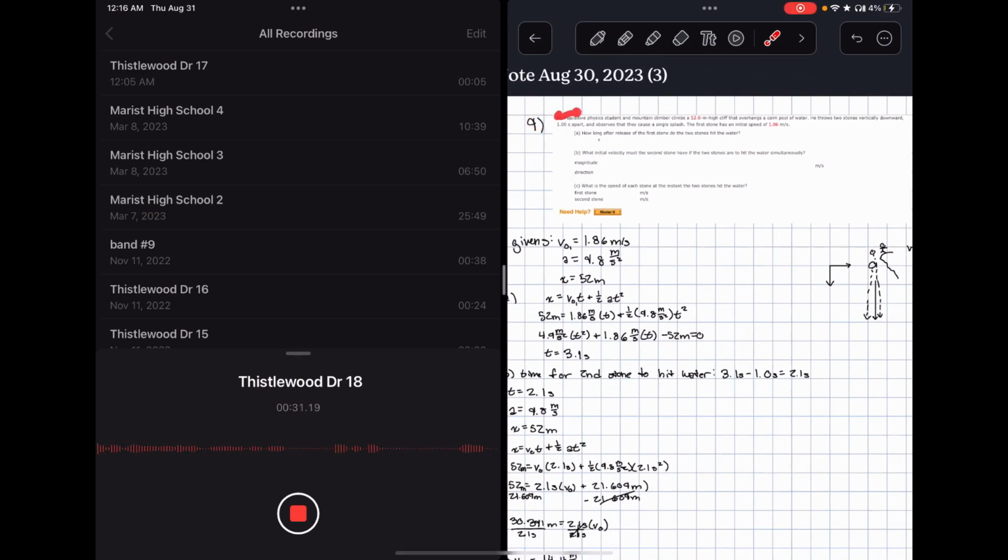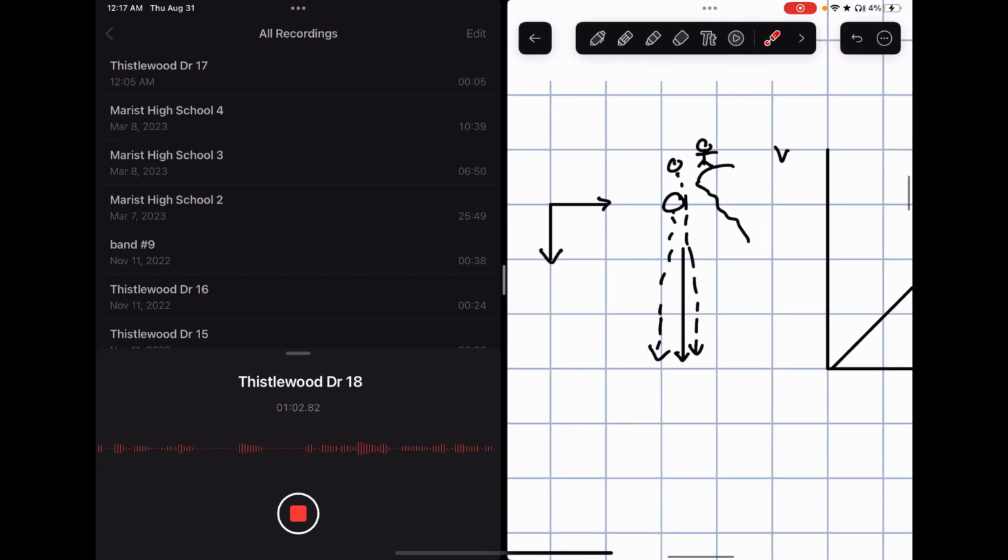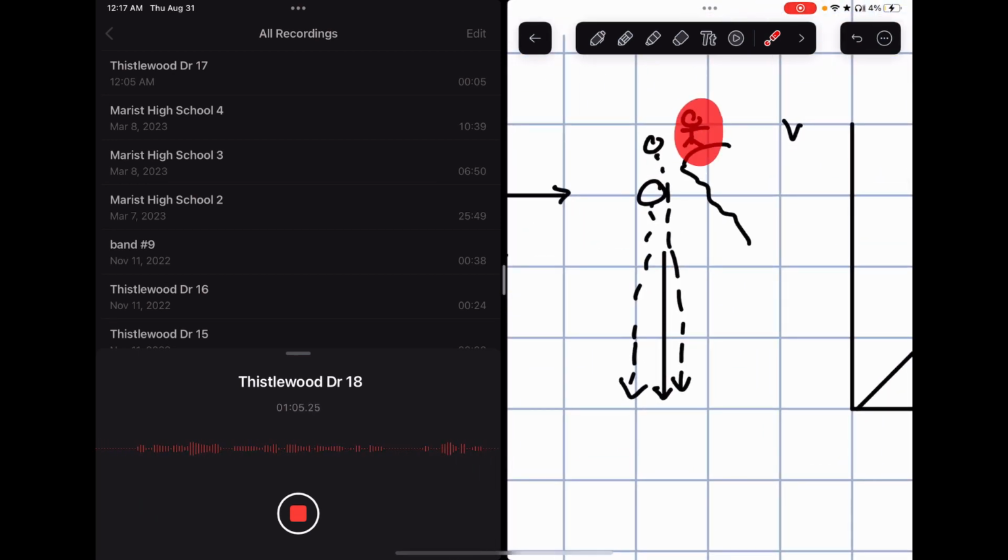for this video, I chose to do Power Number 9, and I wrote a sign here. So it asks, an inquisitive physics student and mountain climber climbs a 52-meter high cliff that overhangs a calm pool of water. He throws two stones vertically downward, 1 second apart, and observes that they cause a single splash. The first stone has an initial speed of 1.86 meters per second. So, part A asks how long after the release of the first stone do the two stones hit the water.